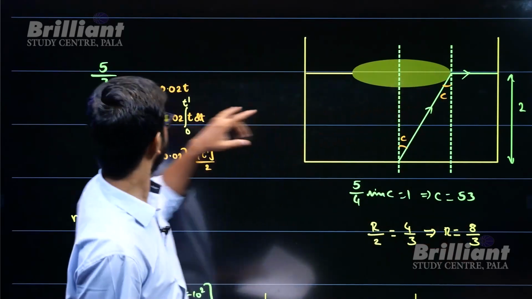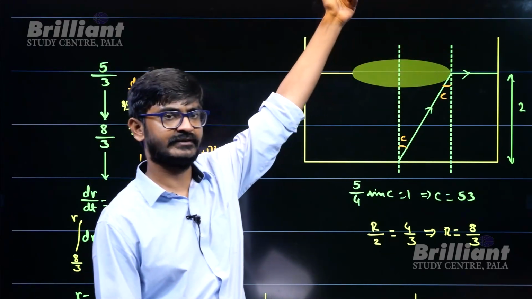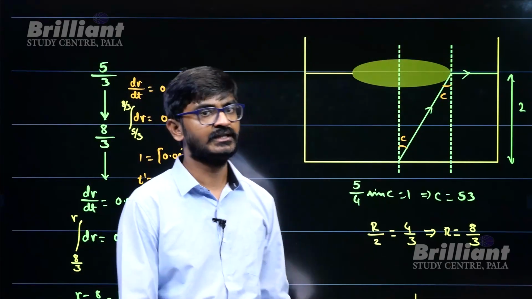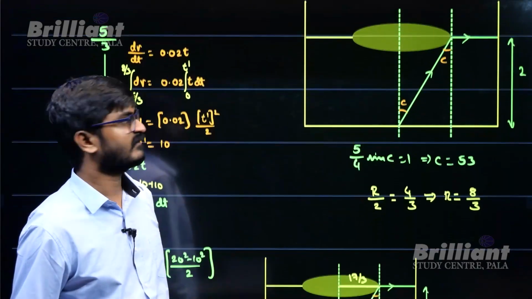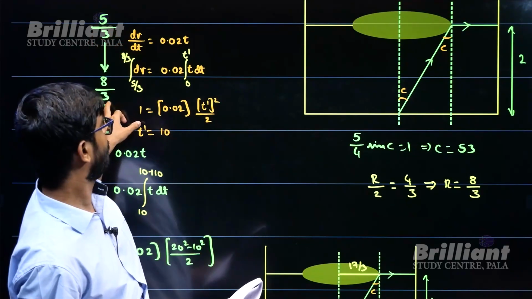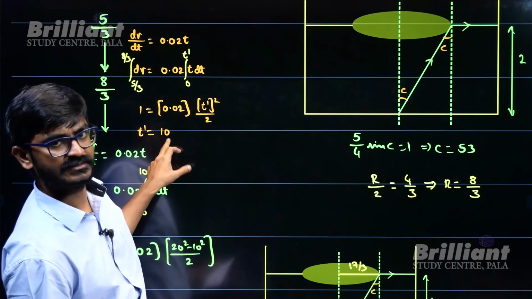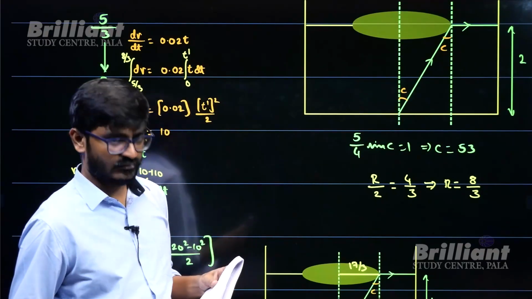So initially radius is 5 by 3. Now till the radius becomes 8 by 3, we can see it from outside. Once the radius becomes 8 by 3, we can't see it from outside. So what is the time taken for that? Time taken for the radius to go from 5 by 3 to 8 by 3 will be 10 seconds. Okay. Now we are not stopping there.